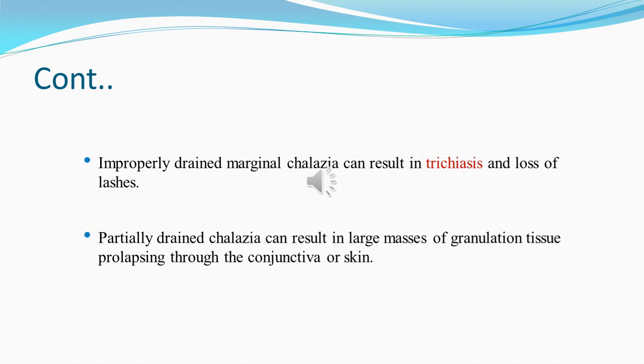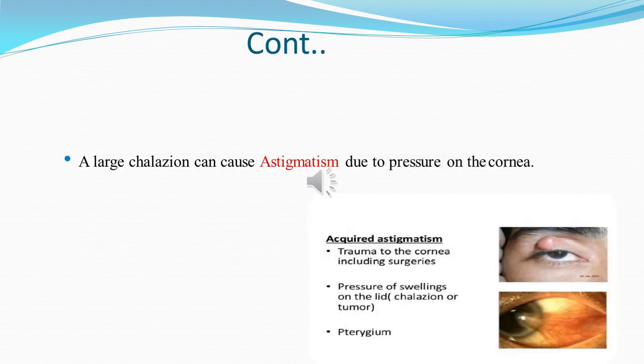Sometimes if it is left like that, the scarring of the pathology can give rise to distortion of the lid margin and give rise to trichiasis. Or if the chalazion is not completely treated, it can recur as a fast growing big mass in the lid, and this can cause prolapse through the conjunctiva or the skin, giving rise to cosmetic disfigurement as well as a problematic lesion in the future. That's why the treatment should be complete at the time of treatment.